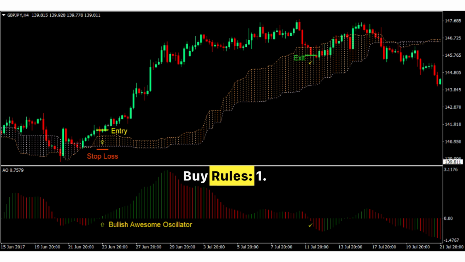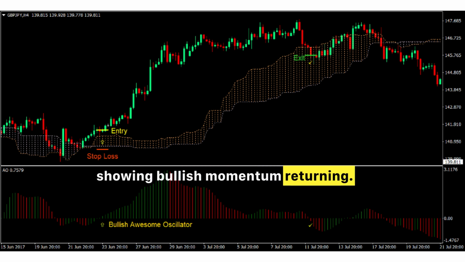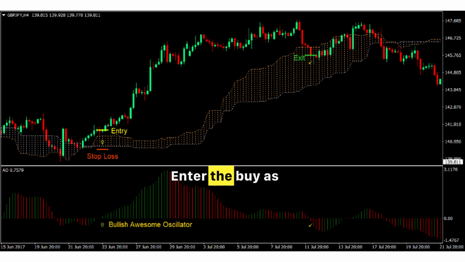Buy rules. 1. The Awesome Oscillator crosses above the zero line. 2. Price pulls back but stays above the AO cloud. 3. The cloud turns green, showing bullish momentum returning. 4. Enter the buy as soon as price bounces away from the cloud.